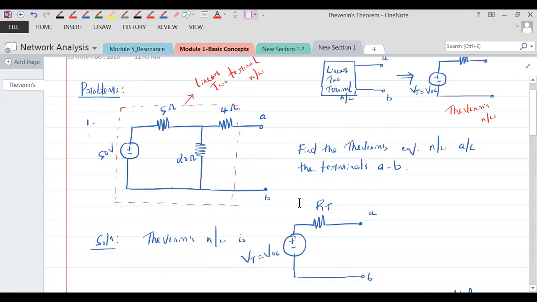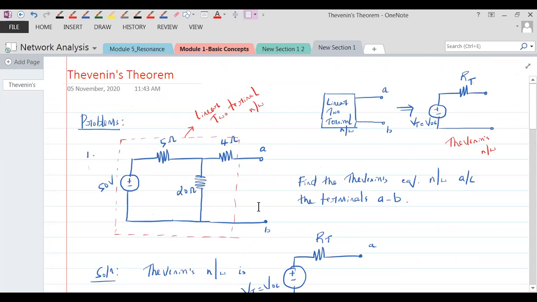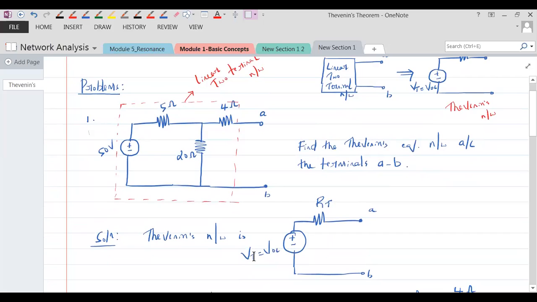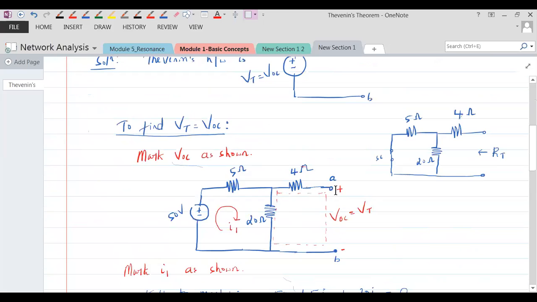We were asked to find out the Thevenin's equivalent network across the terminals AB. When the Thevenin's equivalent network is asked, you should see for a linear two-terminal network where the two terminals are open like this. So Thevenin's equivalent network means you have to be finding out the open circuit voltage, which is Thevenin's voltage, and the Thevenin's resistance. What is Thevenin's voltage? Thevenin's voltage is the open circuit voltage that we mark across the open circuit terminals AB. Use any method that you want to find out VOC, whether you use mesh analysis or node analysis or source transformation, it is left to you.